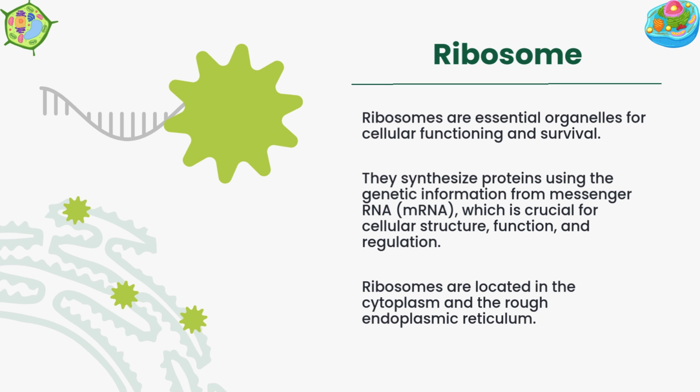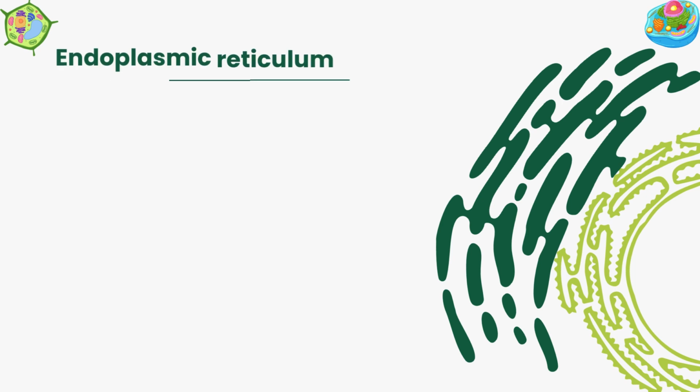They synthesize proteins using the genetic information from messenger RNA, or mRNA, which is crucial for cellular structure, function, and regulation. So ribosomes are located in the cytoplasm and the rough endoplasmic reticulum. Ribosomes are also in both plant and animal cells. So you might be saying, what is this rough endoplasmic reticulum? Well, let's talk about it next.